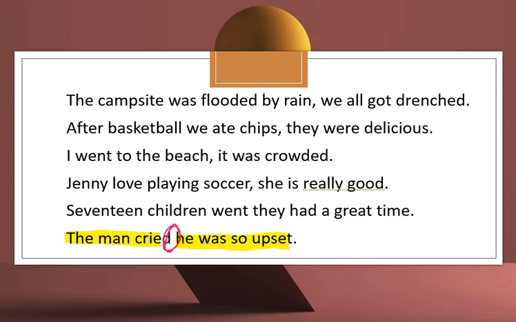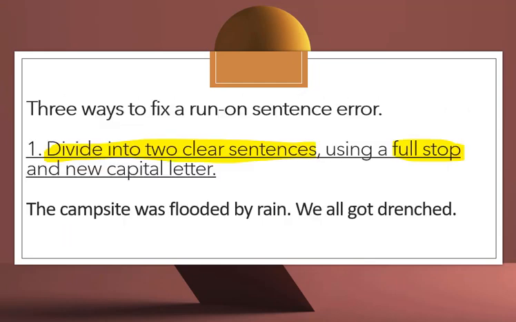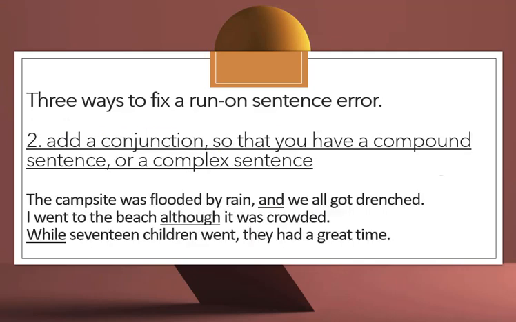Okay, so now that we can see where the errors are, let's look at how they should be fixed. And there are three ways to fix this kind of run-on sentence error. The first and most simple one is that you divide the two sentences into clear sentences using punctuation. You just put in a full stop, you add a capital letter, and it looks like this. The campsite was flooded by rain. We all got drenched. Pretty simple, okay? But it becomes correct as opposed to incorrect.